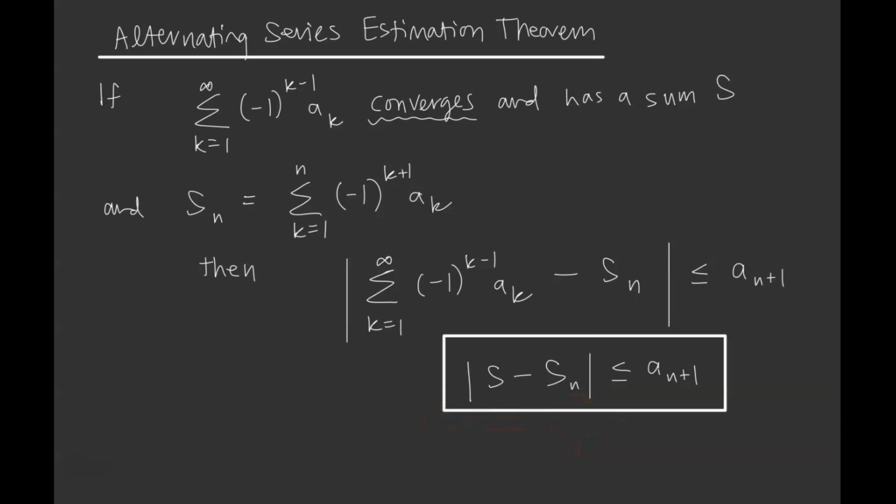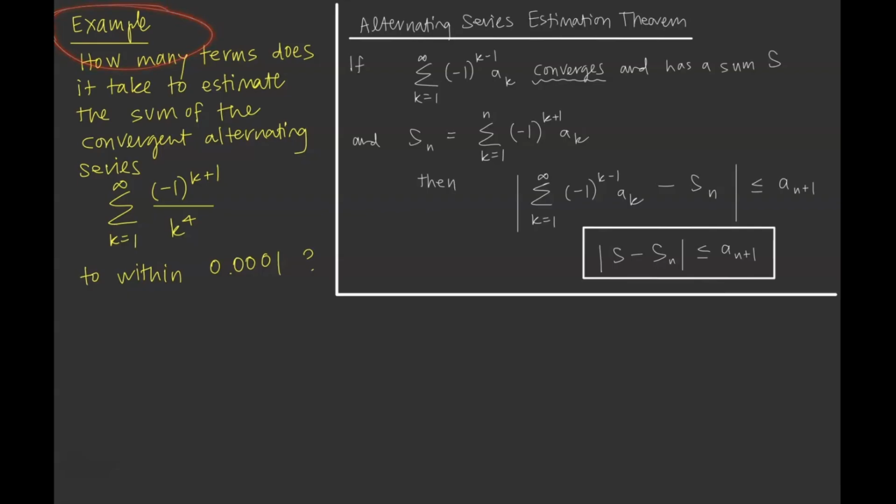Let's look at an example, and it might be even more clear. Okay, so here is the task that we're given. How many terms does it take to estimate the sum of the convergent alternating series, and here it is, to within 0.0001.